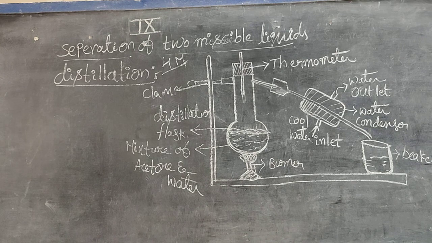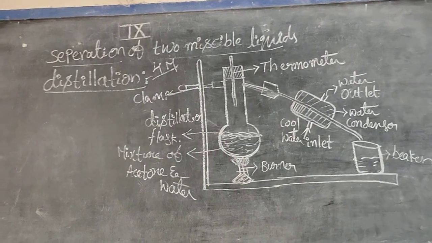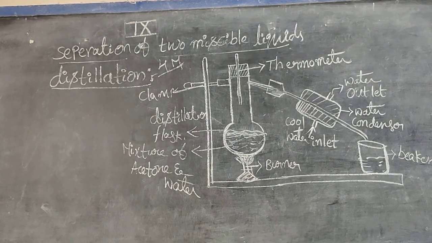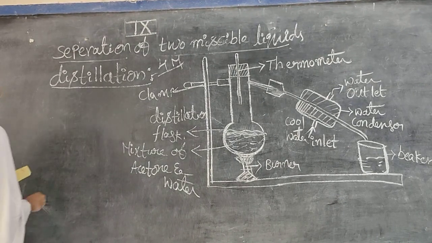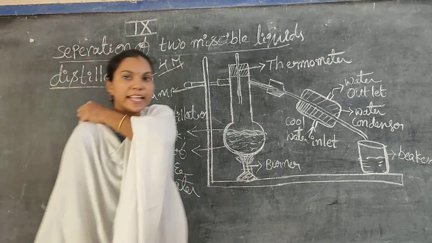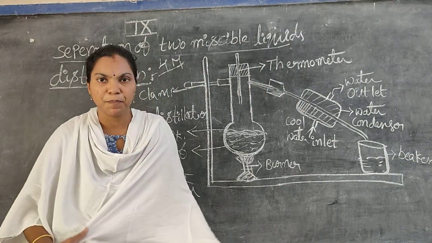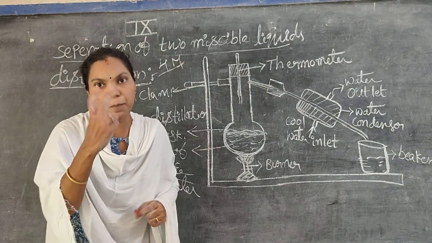Okay, what is the distillation process? How can we separate the acetone from the mixture of acetone and water? See the diagram carefully. Distillation is nothing but a separation technique or method which can separate the two miscible liquids.